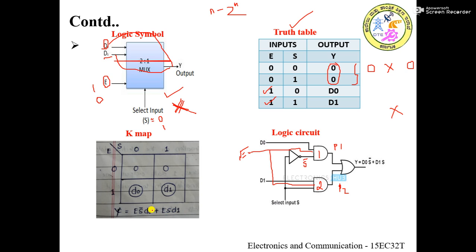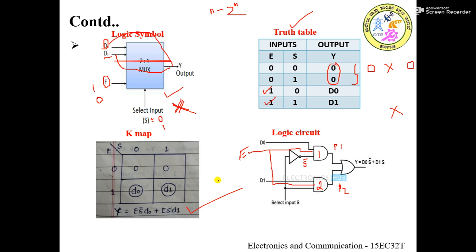Now these two products have to be added. So for addition we have an OR gate here. Obviously this OR gate is going to add these two products, P1 plus P2. Finally we will get the SOP equation, E S bar D0 plus E S D1. Okay.